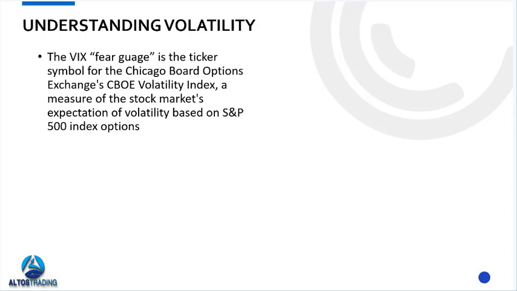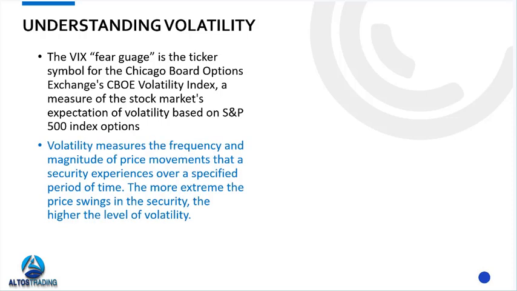And the VIX, of course, is the ticker symbol for the CBOE Volatility Index. And it measures the stock market's expectation of volatility based on S&P 500 index options. And it essentially measures the frequency and magnitude of price movements that a security experiences over a specified period of time. So the more extreme the price swing in the security, the higher the level of volatility. And what the VIX does is it measures expected future volatility. And it's one of the few tools out there, or instruments that we can access as traders and investors, that give us true forward-looking information.